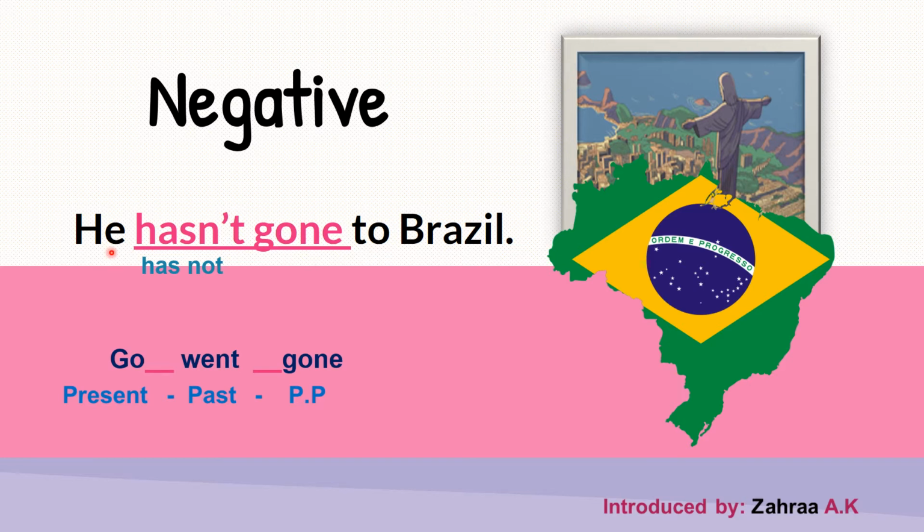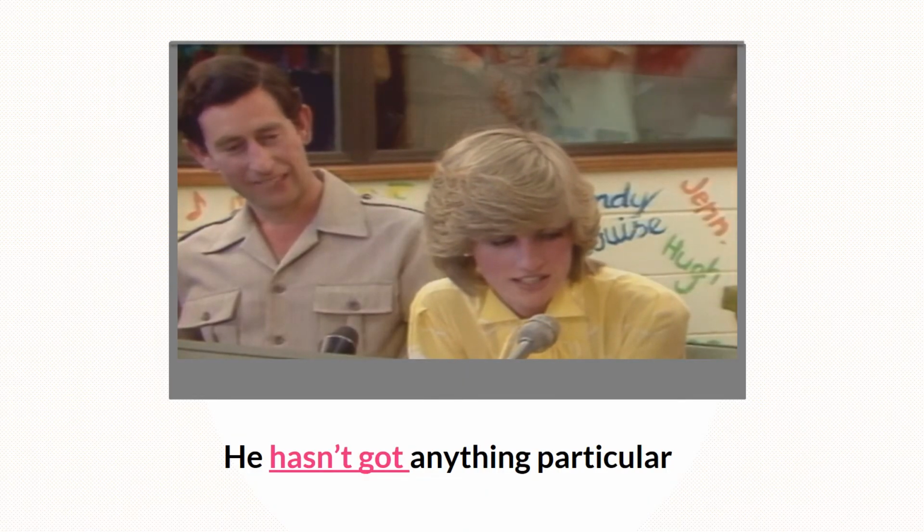He is the subject, the auxiliary verb is has because it is singular, and after that we put not. If we want to negate, we directly add not after the auxiliary verb since it is already there. Gone is the past participle. He hasn't got anything particular.